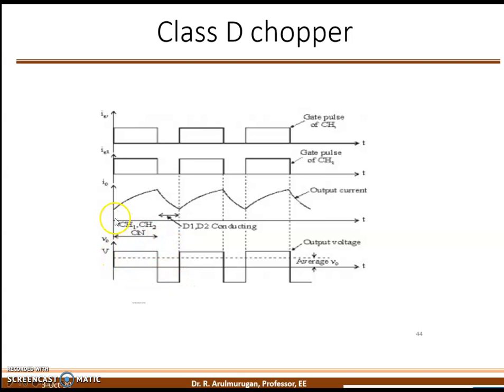Buck converter, what about it? Here in mode 1 the inductance is charging. Mode 2 is going to be the discharging. In mode 1, the conducting devices are CH1 and CH2. In mode 2, D1 and D2. That's all. Very simple. Just remember the buck converter and you will complete it.